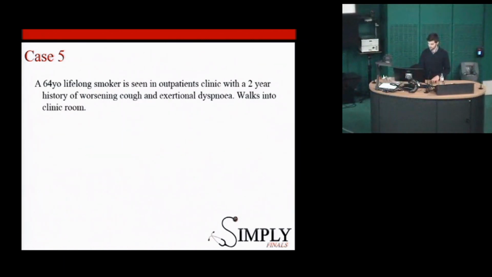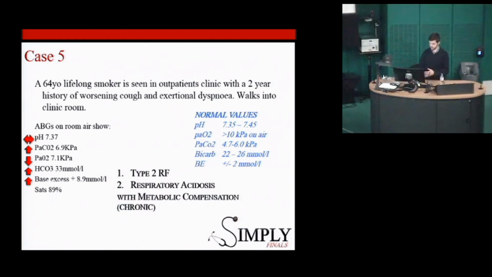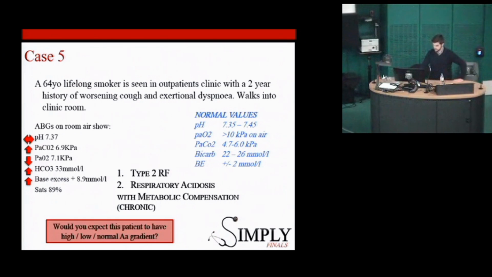So a smoker walks in. This is the ABG. Now this one's a bit boring, so let's do another one. This is a simple one. So type 2 respiratory failure, metabolic acidosis. And what would you expect the AA gradient to be: normal, low, or high?